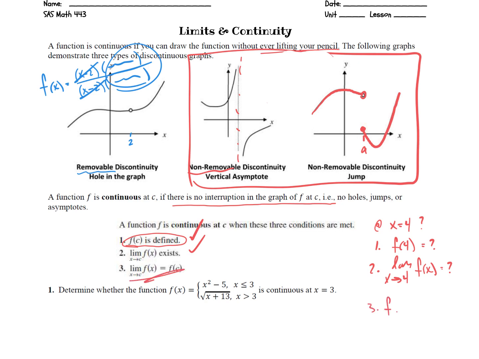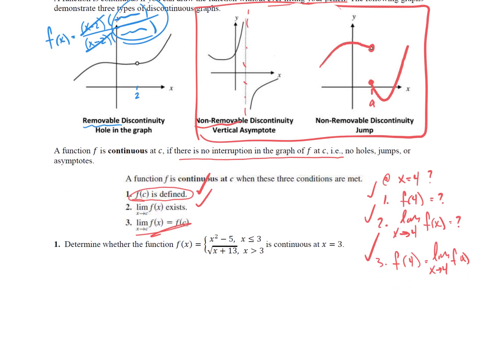This is what we've said in the past. We established this very early on in the unit. If the limit as x approaches this value is the same as the value of the function, then it's continuous at 4. So these are the 3 criteria that need to be met for any possible x value if we're checking to see if a function is continuous at that point.